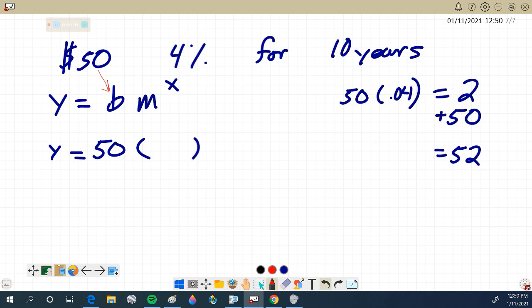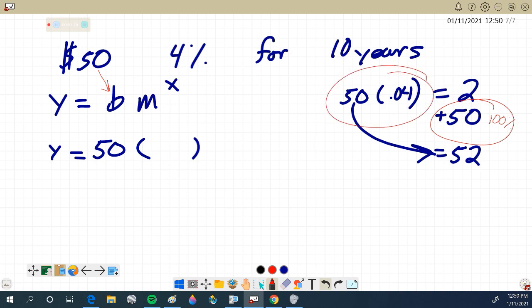In fact, I can go straight from this number to that number in one step. Okay? And here's how it works. This right here is 100% of my start. So this formula says I want to do 4% and 100% at the same time. What is 100% plus 4%? 104%. So I'm just going to do 50 times 1.04.